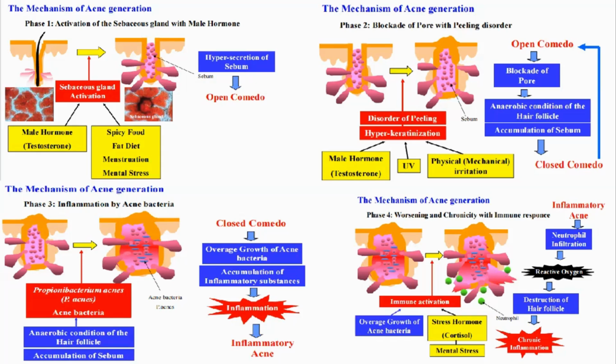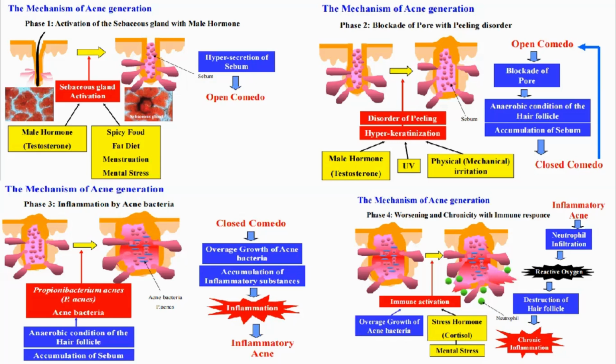Another mechanism of acne generation is the worsening and chronicity with immune response. Here also there is growth of acne bacteria happening, and together with that, when too much acne comes, your stress level increases. So the stress hormone called cortisol increases, there will be huge mental stress, and there will be immune activation happening in the body.